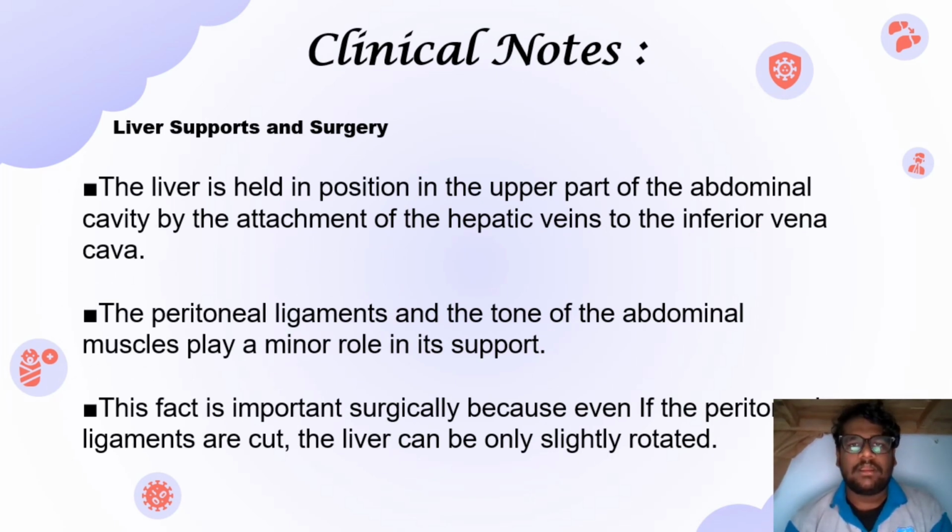Clinical notes: liver supports and surgery. The liver is held in position in the upper part of the abdominal cavity by the attachment of hepatic veins to the inferior vena cava. The peritoneal ligaments and the tone of the abdominal muscles play a minor role in its support. This fact is important surgically because even if the peritoneal ligaments are cut, the liver can be only slightly rotated.